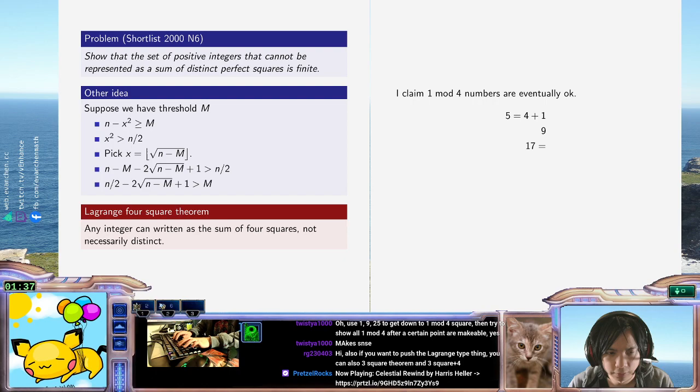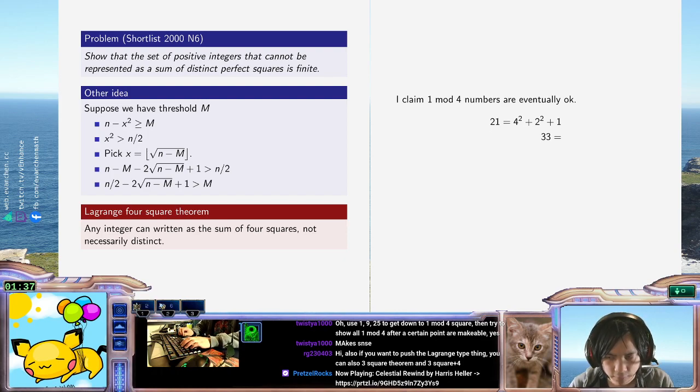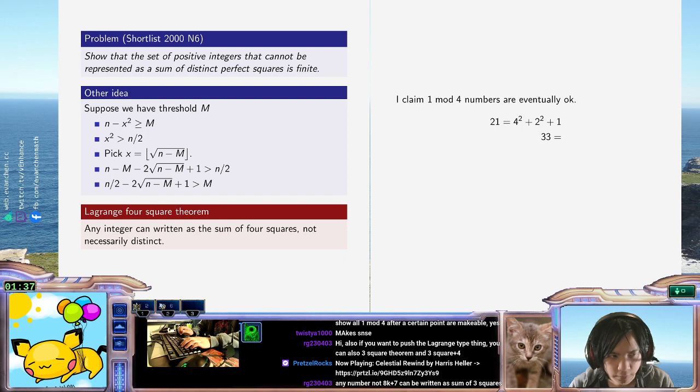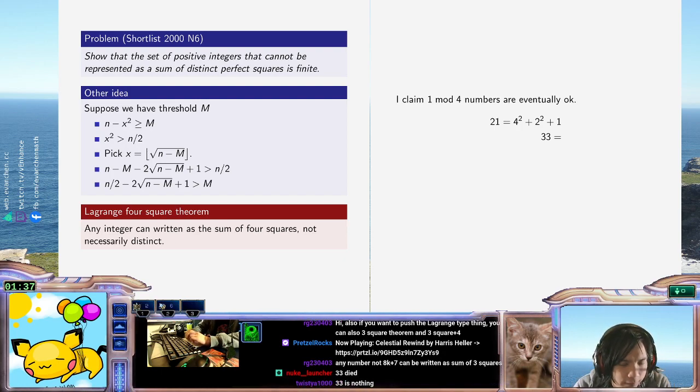I think 21 actually is fine. Is this 5 squared plus 2 squared plus 1 squared? Actually, hang on. What does this 3 squared theorem say? The 33 is... Five, four, three. Okay. 33 is actually bad, right? Can you write this as a sum of distinct squares? Alright, so that's bad.